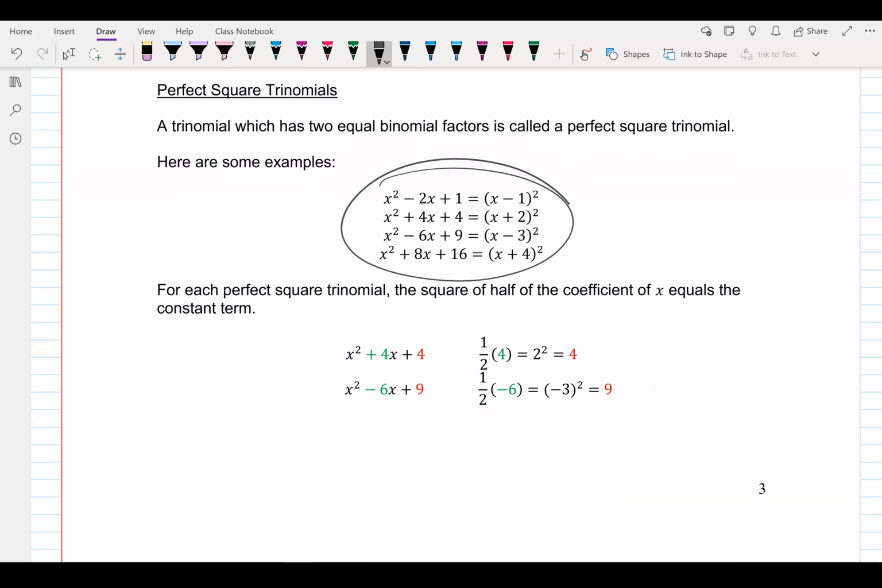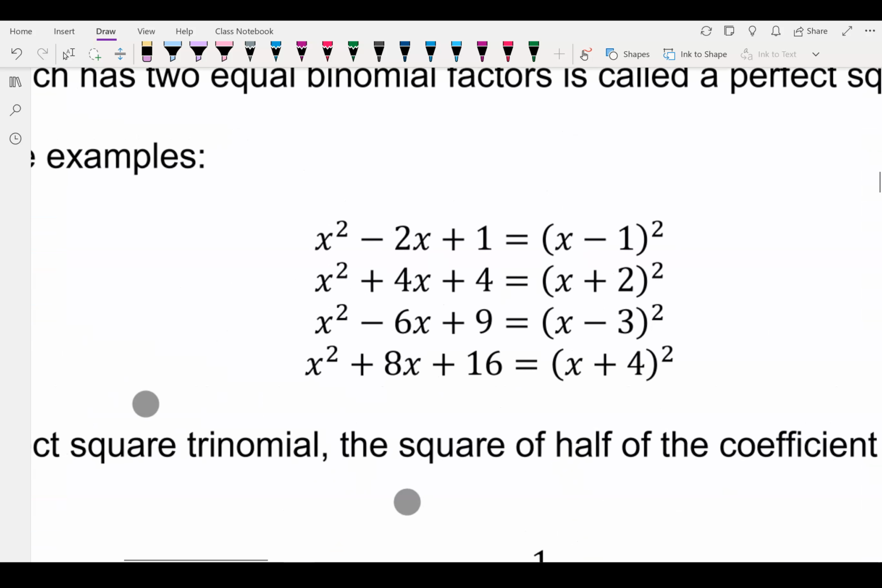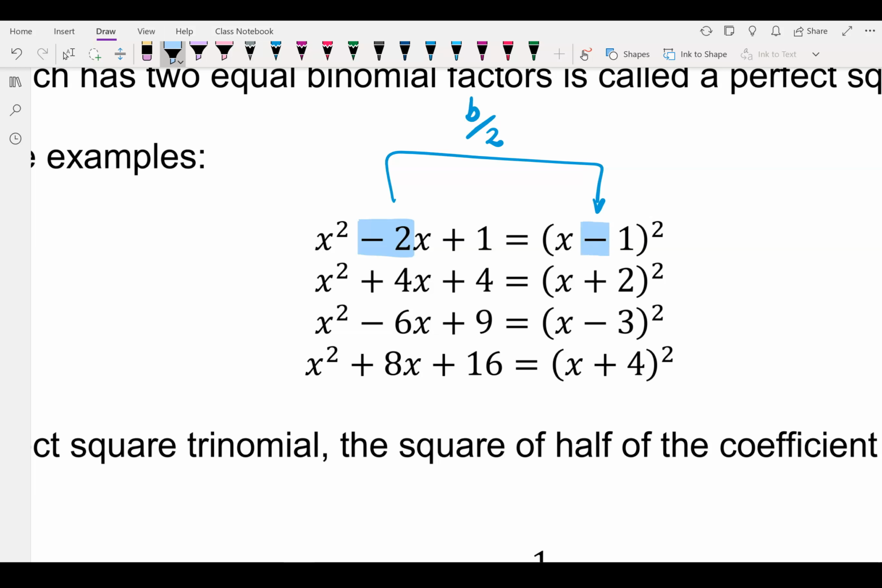So all of these are perfect squares because of the pattern that we see here. We see a couple things. First things first, this is our whole trinomial, but if you look at the middle number, if you divide it by 2, which is the same as saying our b value divided by 2, it gives us our -1. So basically, a perfect square trinomial is a trinomial which has this relationship when we factor it out.